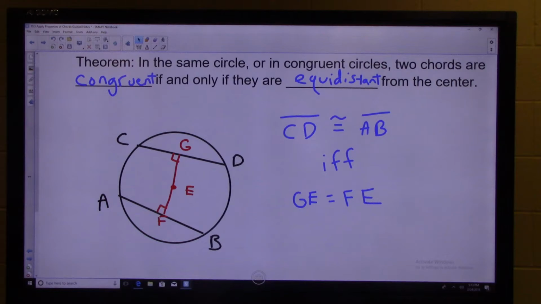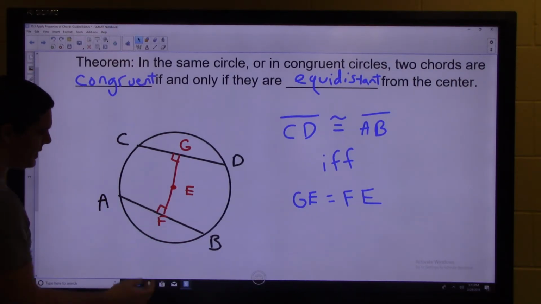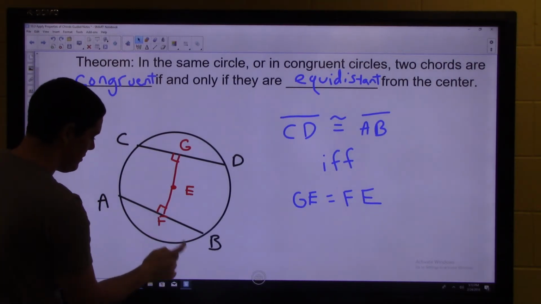Again, not going to prove it, I'm just going to illustrate it for you. So what if I wanted to move this closer? Let's just pick one of these chords and move it closer to the center. So here goes.